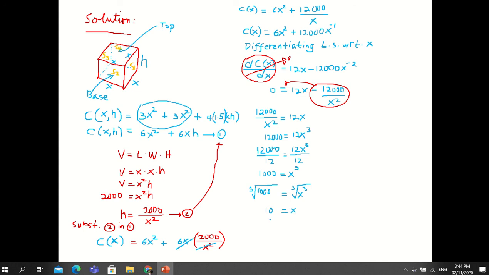So therefore, our x is equal to, so what is the unit? So x is equal to 10 inches. Okay, so this is one of the dimensions. All right, now since we already have x, we can solve for h, because we have x here, and what we need more here is just the h. So to solve for h, I'll just continue it here.